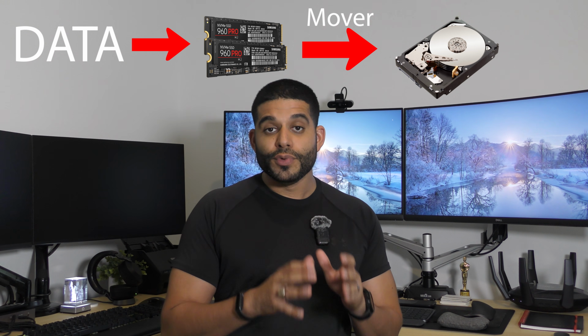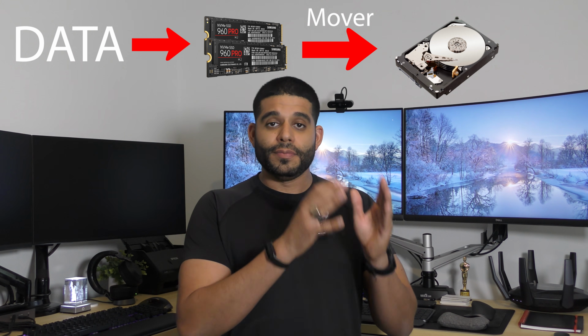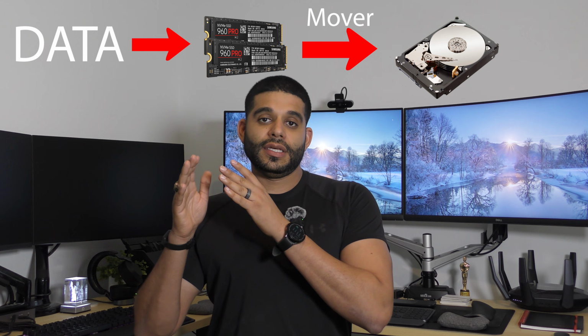And then what starts to happen is once I write to those cache drives, every hour there's something that is called a mover. And all it does is takes the data from the cache drive and it moves it over into the spinning hard drives. And remember, the spinning hard drives is the slowest technology possible.